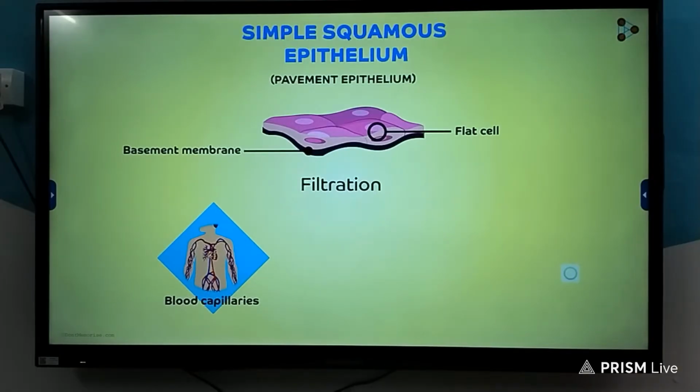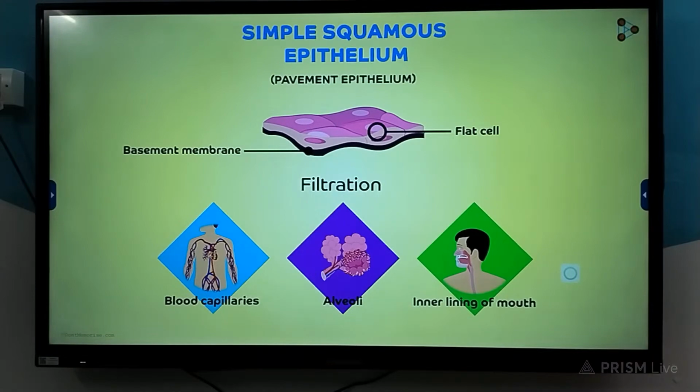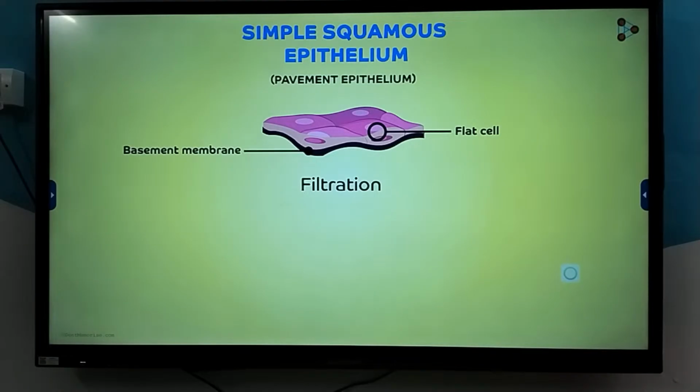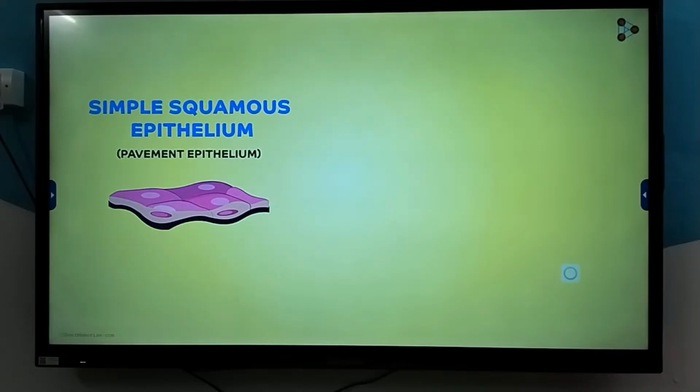of blood capillaries, inner lining of alveoli, and also in the inner lining of mouth. Well, when we talk about epithelial tissue, how can we forget the skin? Wait a second. How can we afford to have such a delicate layer on the surface that covers the entire body? Well, it's simple. The same squamous epithelium comes in the form of layers.